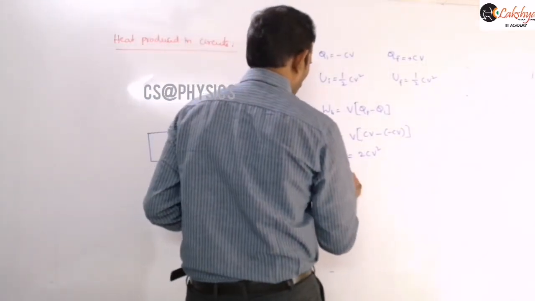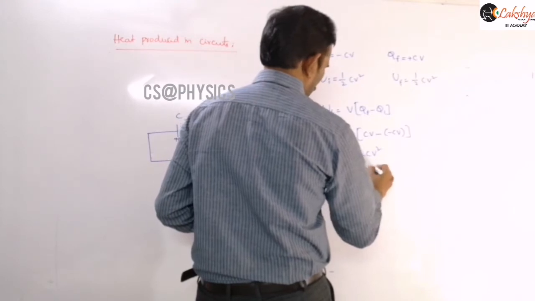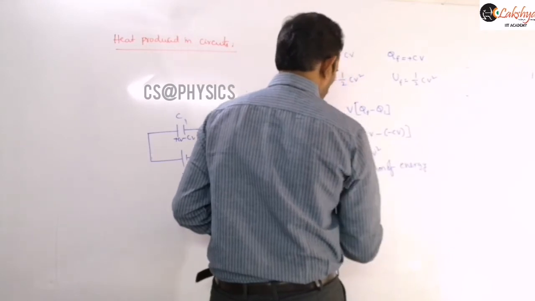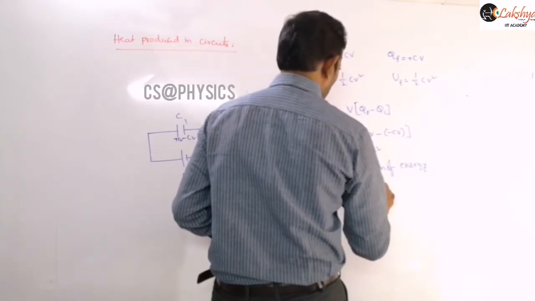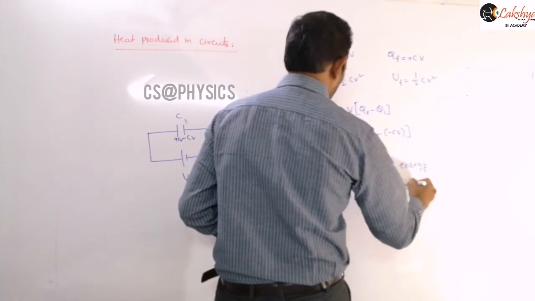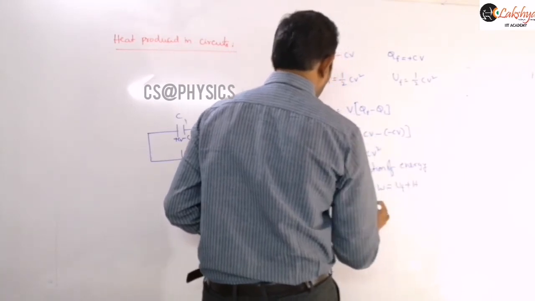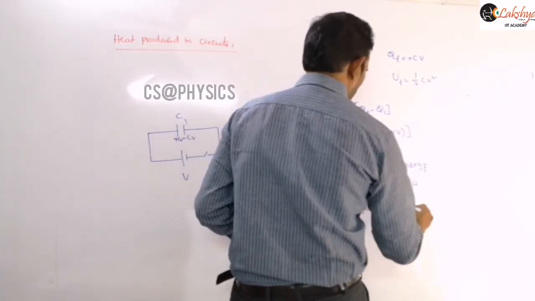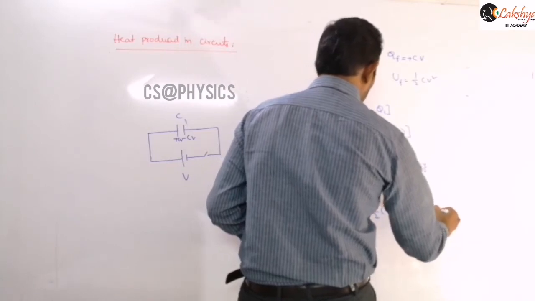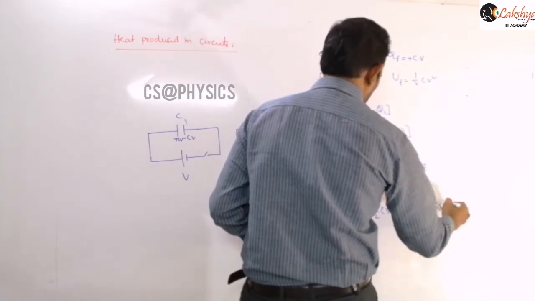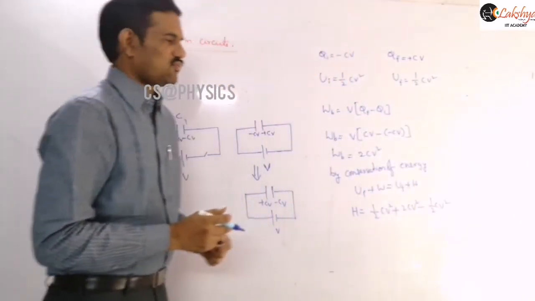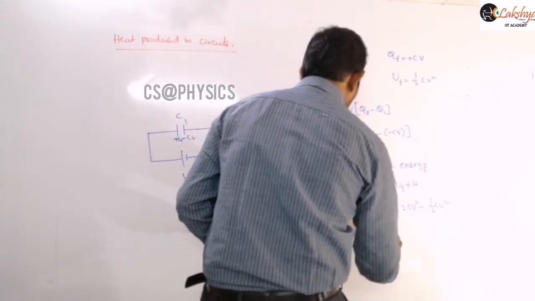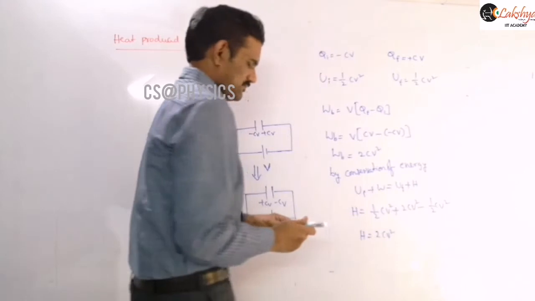Therefore now by conservation of energy equation, which is nothing but U initial plus W is equal to U final plus H. Therefore this heat produced is equal to U initial, which is half CV square, plus work done 2CV square, minus U final. That U final is half CV square, so again minus U final we need to write. And therefore you can observe the heat produced is nothing but CV square you will get, right?